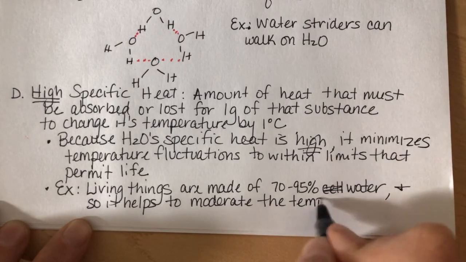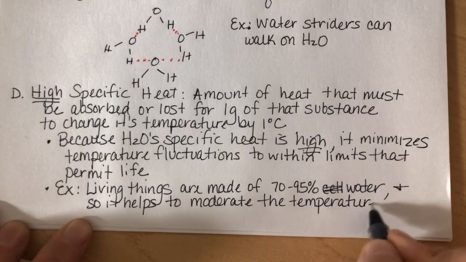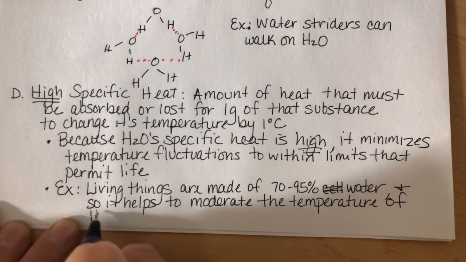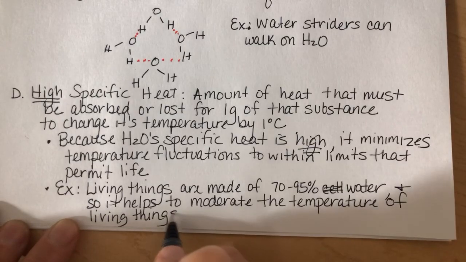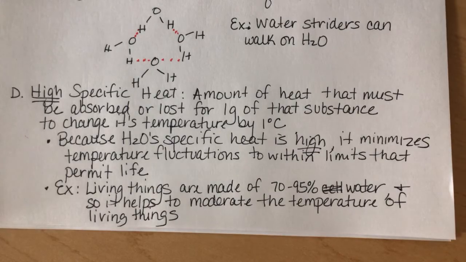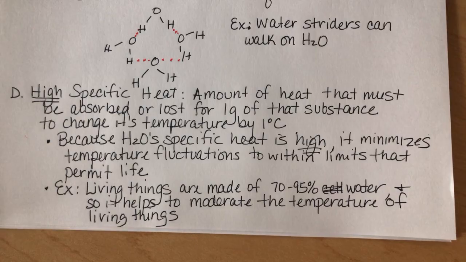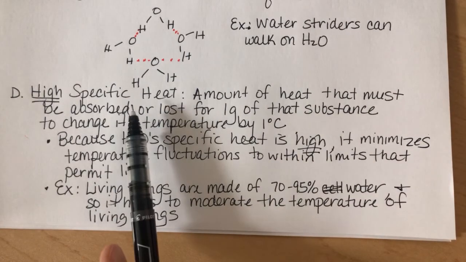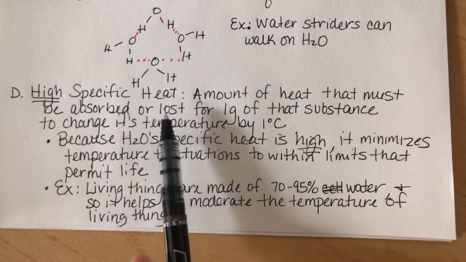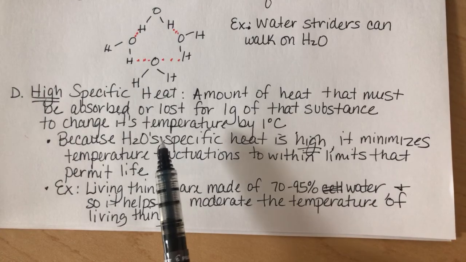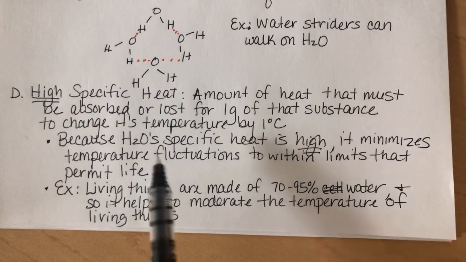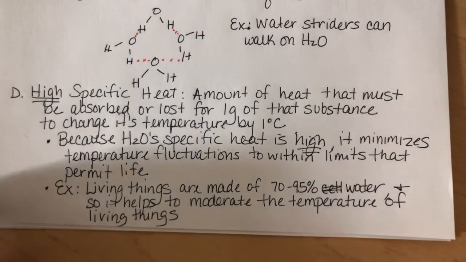So what does this mean? Temperature of living things. So we can absorb a lot of heat, and because we're made up mostly of water, we don't heat up really fast. Because water has a high specific heat, you have to absorb a lot of heat in order to raise the temperature of water 1 degree Celsius. And so it helps living things not to heat up, or on the flip side, cool down too fast.